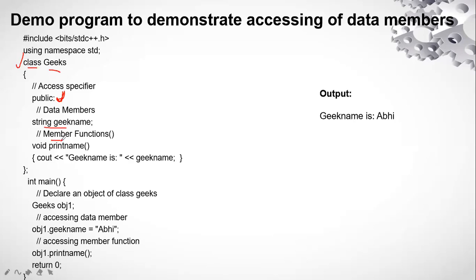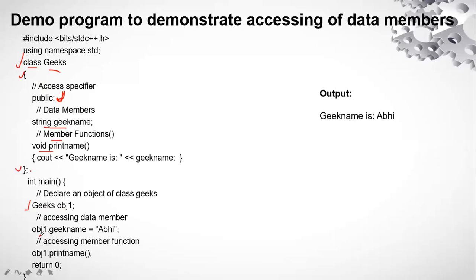Then I have member functions, let's say void print name. In this we have cout geek name is geek name, semicolon, and the curly braces are closed. This is the opening and this is the closing of the class, given with a semicolon. You have to remember this syntax. Now we have the main program, integer main. I'm going to declare the object of the class Geeks, so Geeks obj1, the first object.